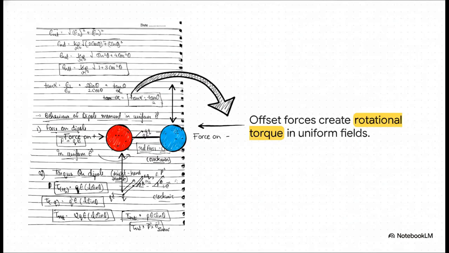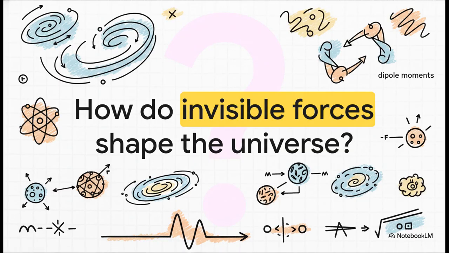Now, what's really fascinating is what happens when you take that dipole and drop it into an external uniform electric field. The uniform field pulls the positive charge in one direction, and it pulls the negative charge in the exact opposite direction. So the net force is zero, meaning the dipole isn't going to translate or slide across the page, but because those forces are physically offset from one another, they create a rotational torque. The dipole will literally spin to perfectly align itself with the field. How cool is that?